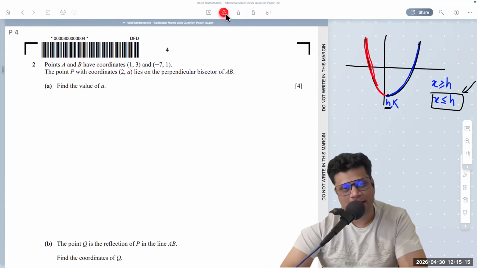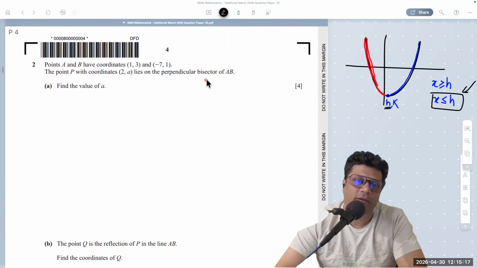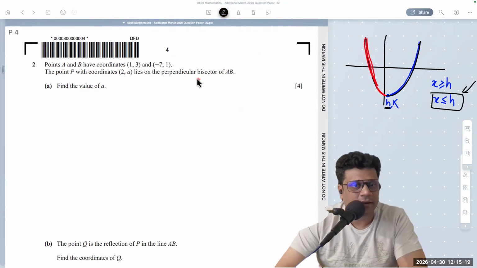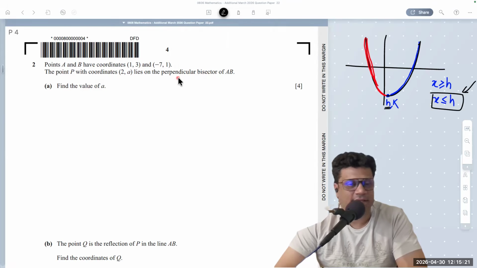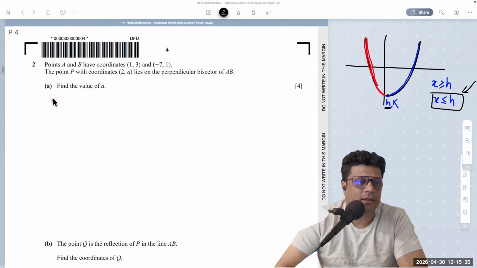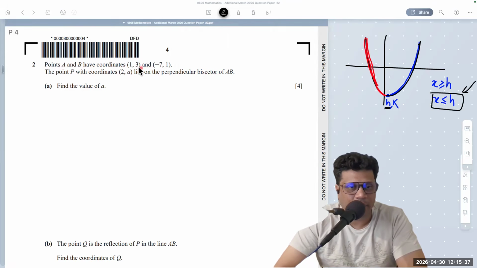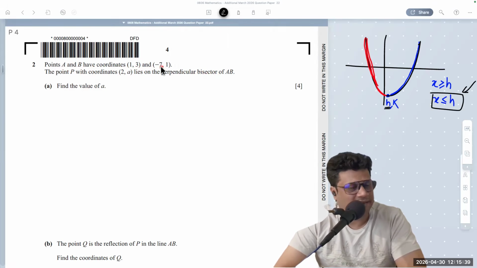Perpendicular bisector, again, a very, very common kind of question. And they ask this a lot. Let's see. Points A and B have coordinates. The point P with coordinates lies on the perpendicular bisector. Well, first thing I'd do is find out the equation of the perpendicular bisector. I know that the points are 1, 3, and minus 7, 1. I'm going to find out the midpoint of it.